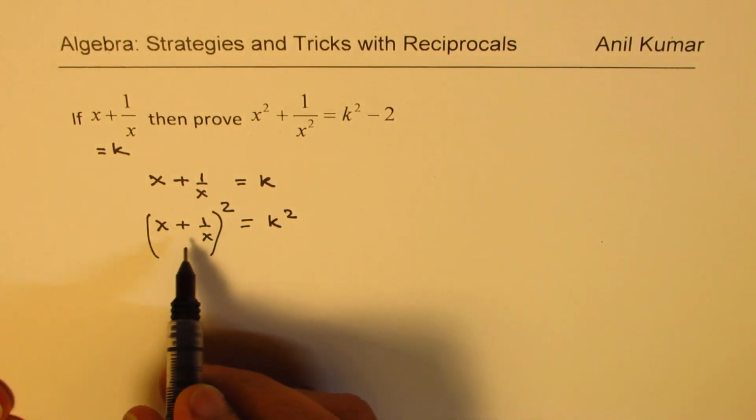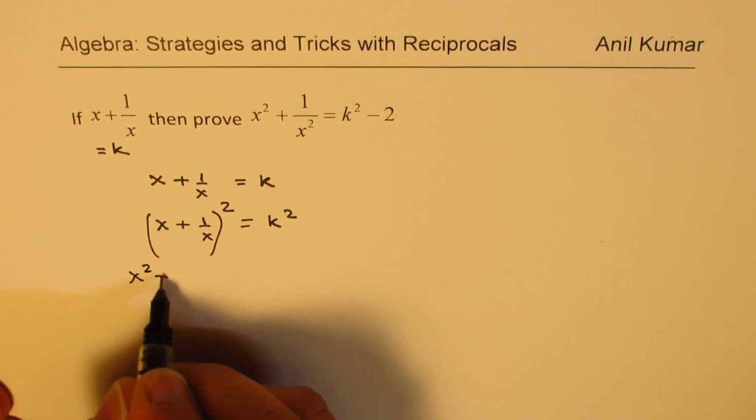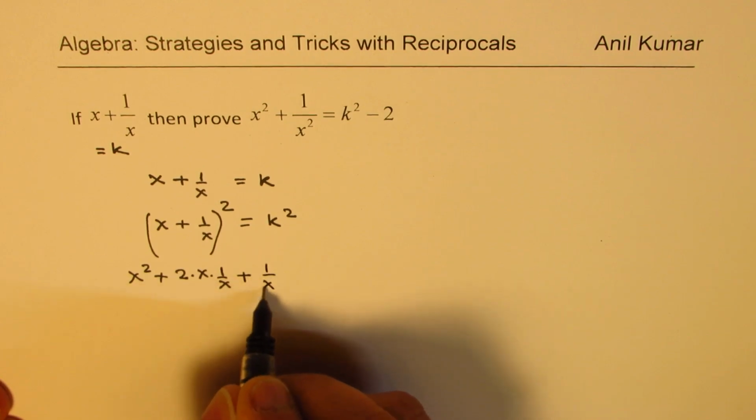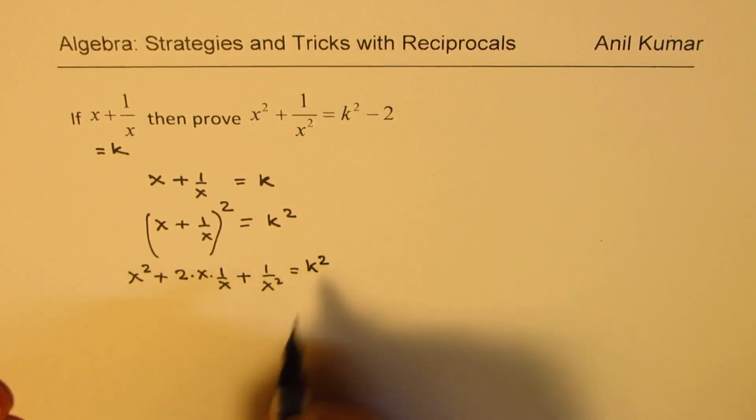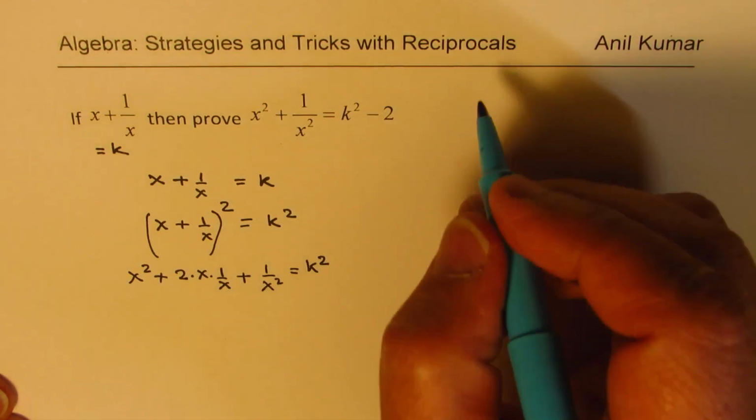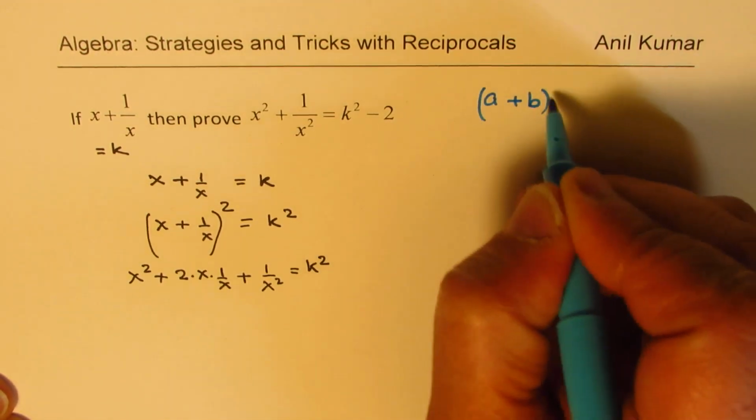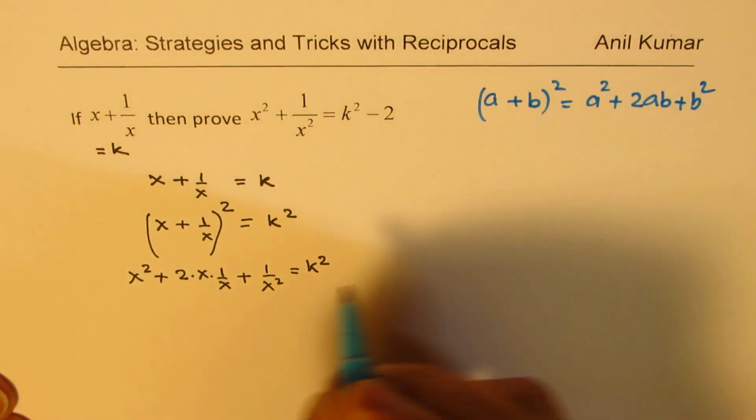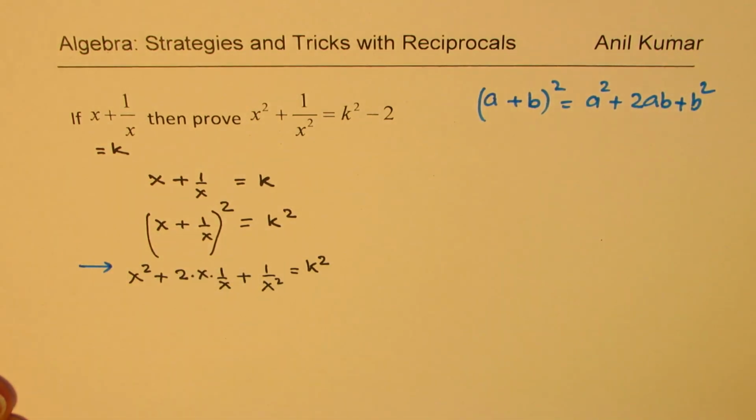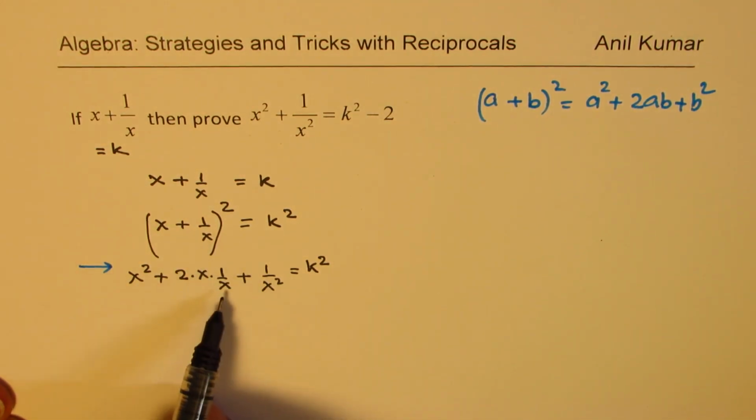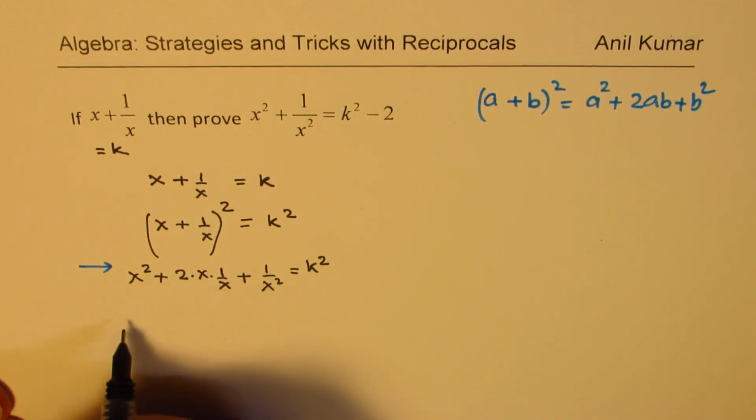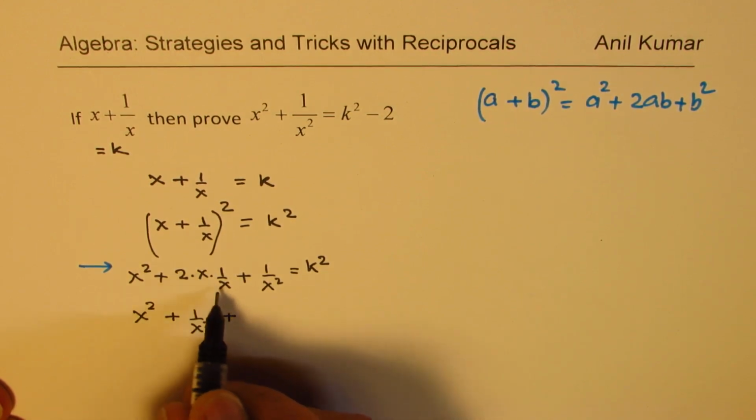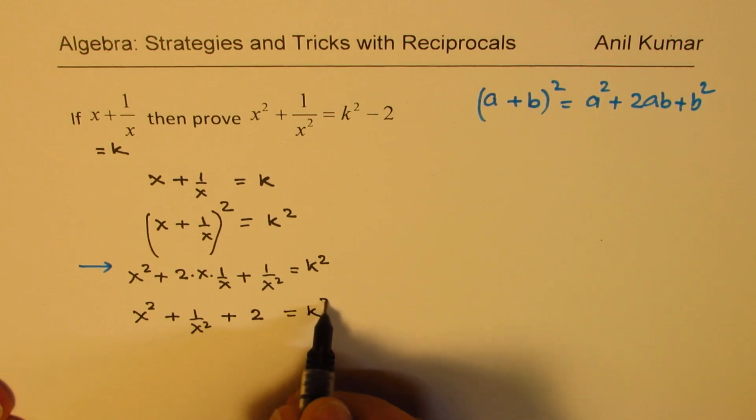Apply the quadratic expansion of this, which is x square plus 2ab, that means 2 times x times 1 over x, plus 1 over x square. That should be equal to k square, right? So I hope you remember this formula. We are just saying a plus b whole square is equal to a square plus 2ab plus b square. So we have applied this formula here to get the expansion. As you can notice, x divided by x is just 1. We can rearrange and write this as x square plus 1 over x square plus 2 times 1, that is 2, equals k square.